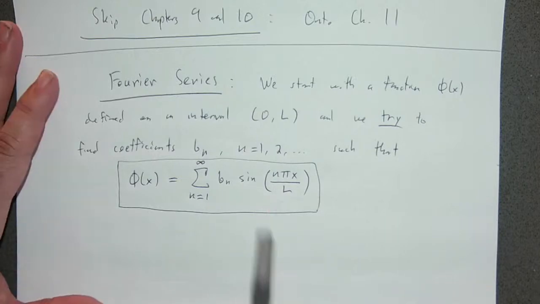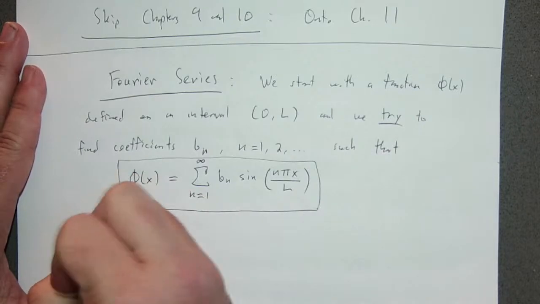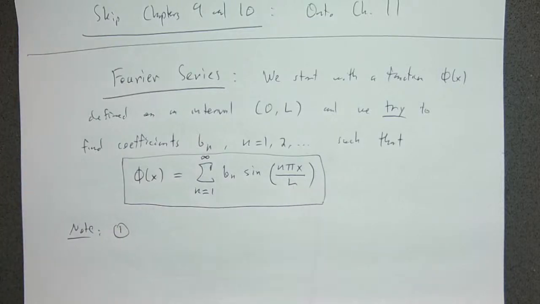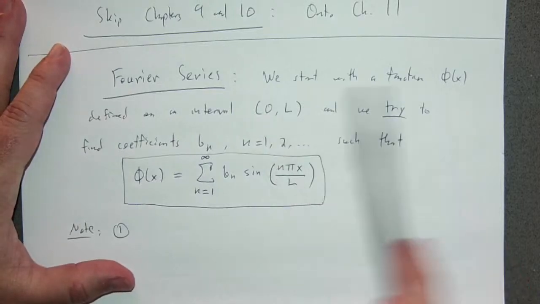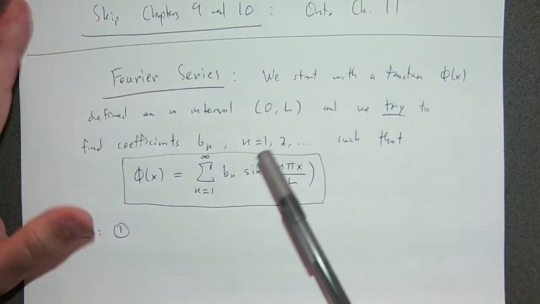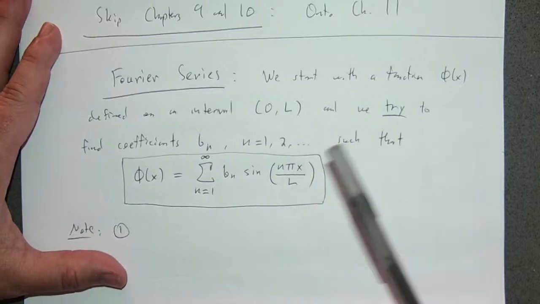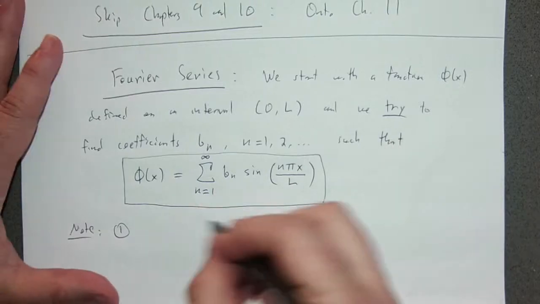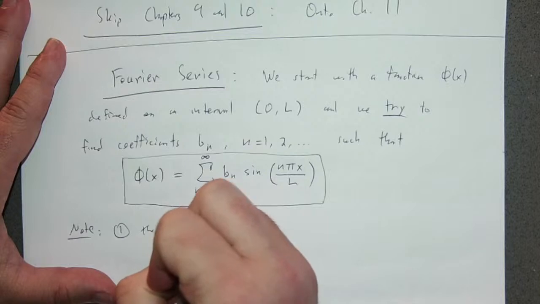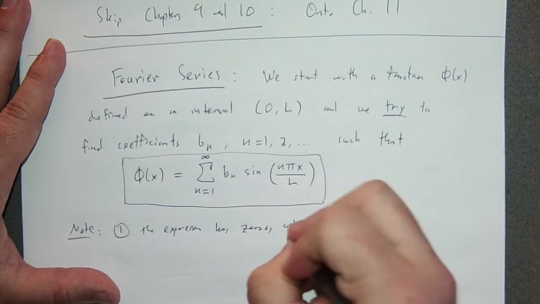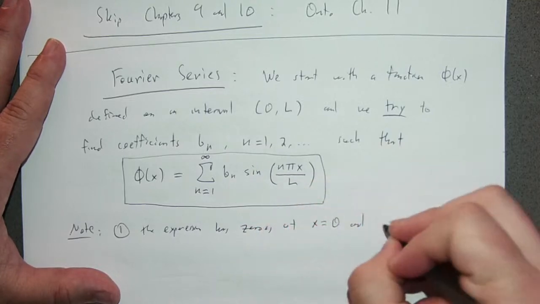So first of all, note a few things. One, what occurs at the endpoints in this sum? Well, I have zeros. If x is equal to 0, of course, we're talking about phi defined on the open interval, so maybe phi doesn't even have values here. But at 0, this is sine of 0, so that's 0. And at L, this is sine of n pi, so that's also 0. So the expression has zeros at x equals 0 and x equals L.